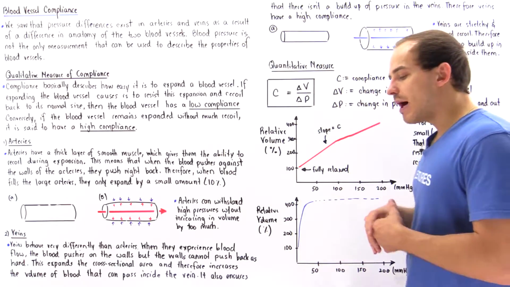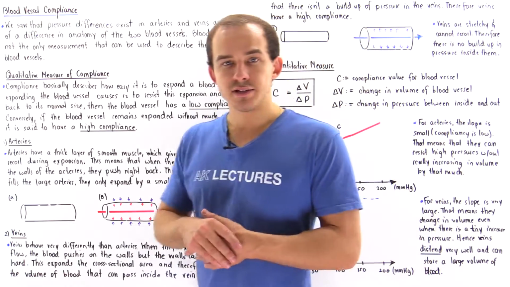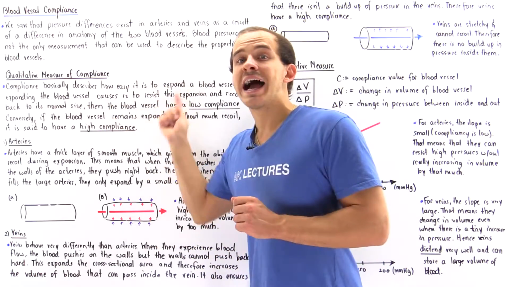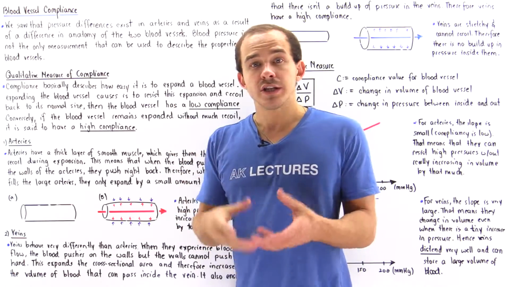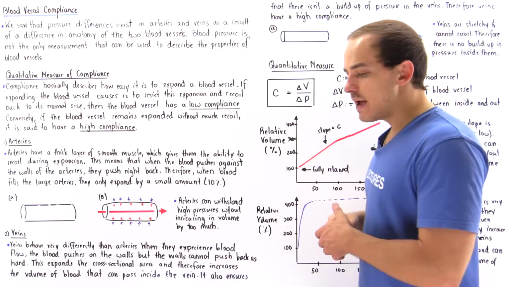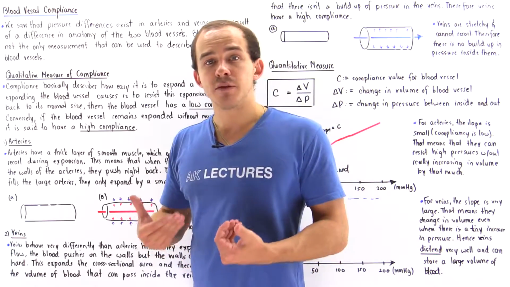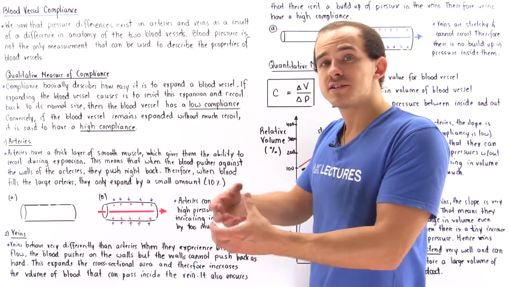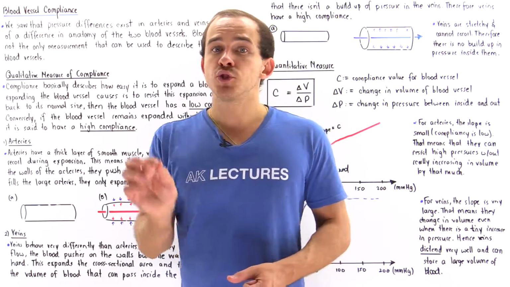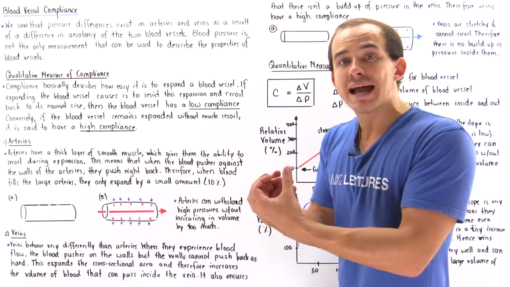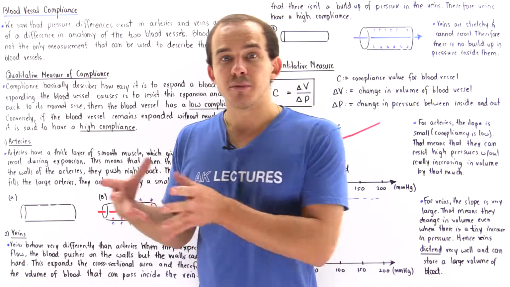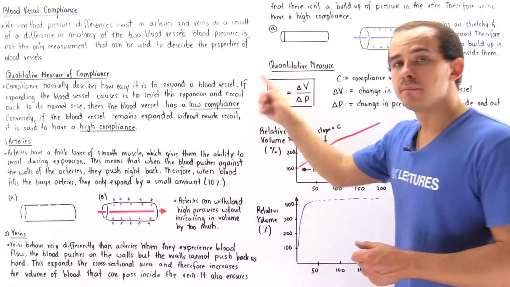So let's begin by defining what compliance is. Compliance, loosely speaking, describes how easy it is to actually expand a given blood vessel. So if we take a blood vessel and we try to expand that blood vessel by increasing its cross-sectional area, and if that blood vessel is able to resist it and recoil back into its original position, then in this case we say that the blood vessel has a low compliance.